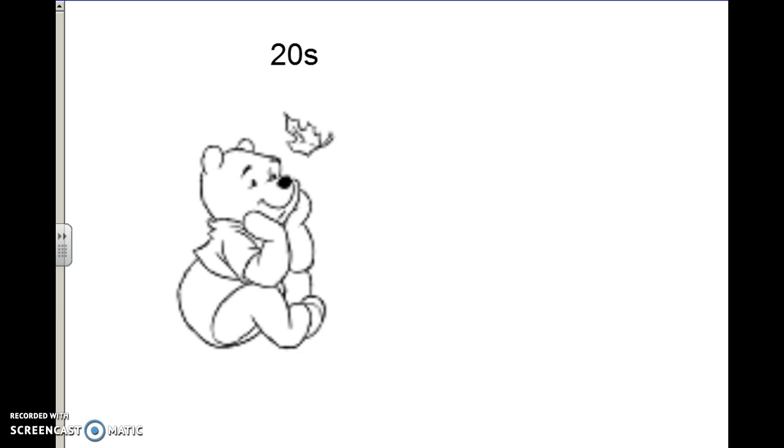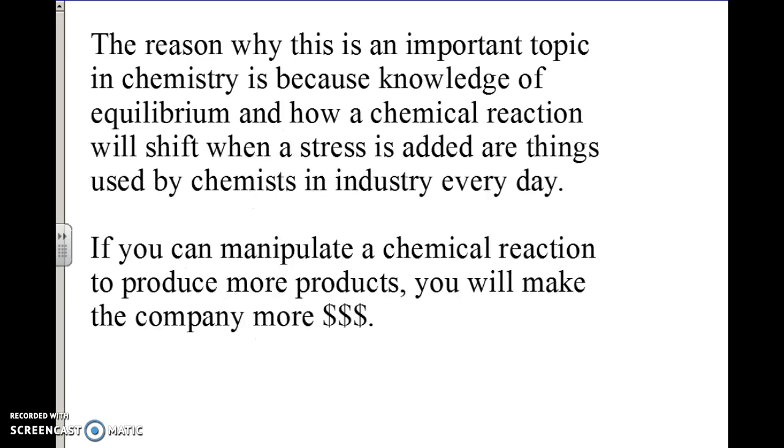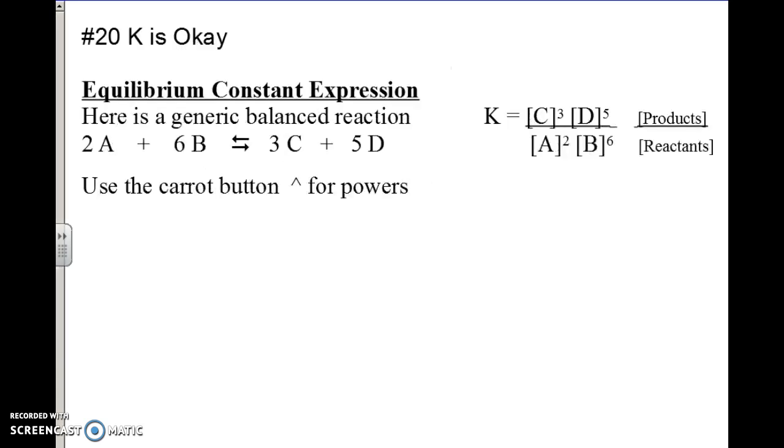which will be next week. The reason this unit is so important, equilibrium and what we call Le Chatelier's principle, is that it's one of the main topics used if you go out into industry and you are to make a product using your chemistry skills. This particular unit will come in very handy.